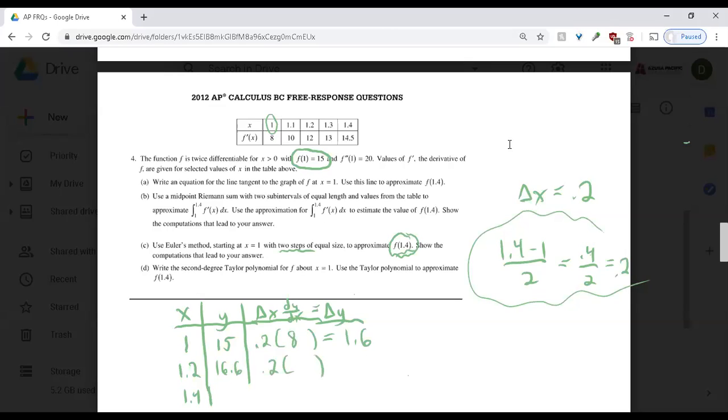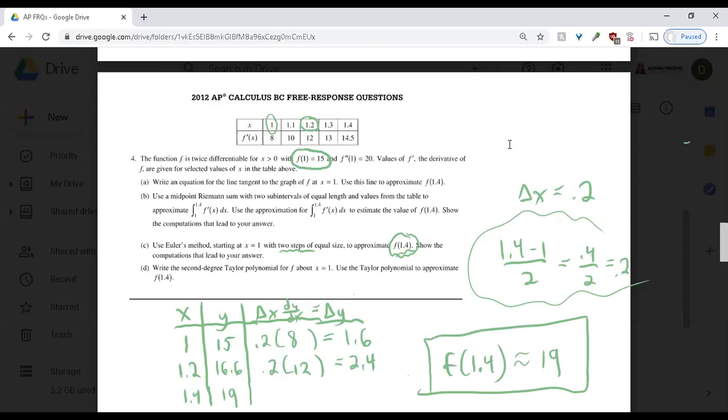So when x is 1.2, it gives you the derivative, which is 12. So I'm going to just times this by 12. That's going to be 2.4. 2.4 is the change in y. That's what you add to 16.6 and you're done. So 2.4 plus 16.6 is 19. So to write my final answer, I'm going to say f of 1.4 is approximately 19 using Euler's method, using two different tangent lines to approximate it.